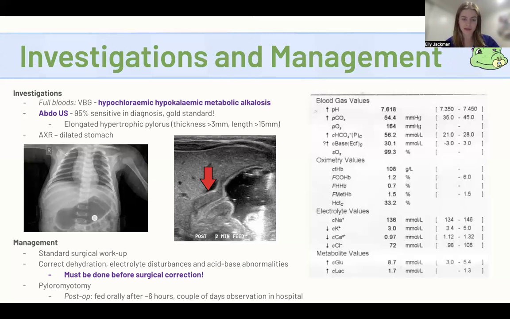But the really key thing to think about in management of pyloric stenosis is the fact that the dehydration, electrolyte disturbances, and acid-base abnormalities must be corrected before surgical management. This is because there's a risk of a decreased respiratory rate during surgery because of the compensation for the electrolyte imbalances. That then increases the risk of hyperventilation or apnea post-op. So it's really important to correct the dehydration with fluids and manage these electrolyte disturbances before taking them to theatre.